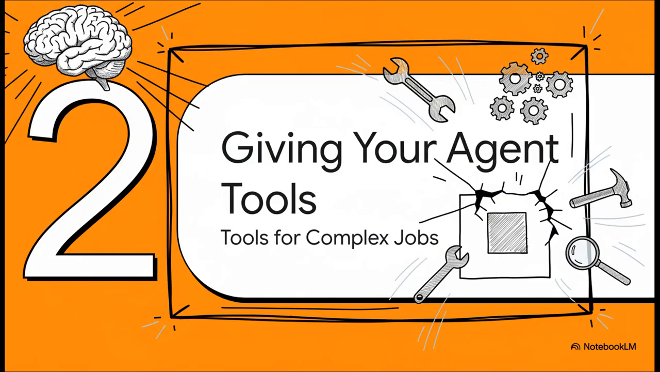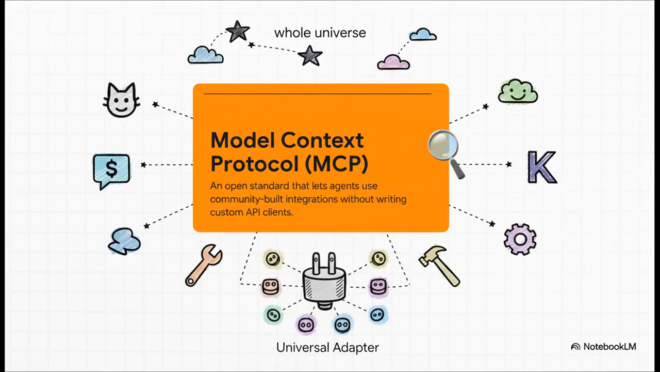Okay, Chapter 2, giving your agent tools. Because right now, our agent has a brain and a mission, but it's kind of just stuck in a box. It can't really do anything. So it's time to install the tools it needs to tackle some really complex jobs and interact with the world around it. Now, let's talk about a huge shortcut.